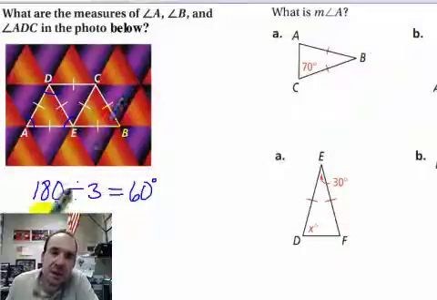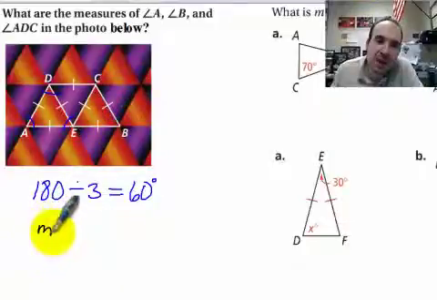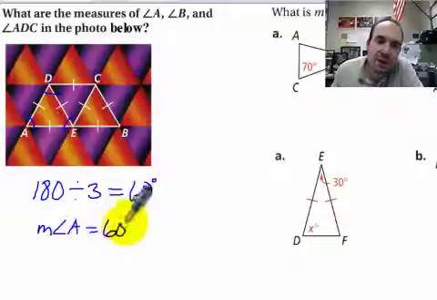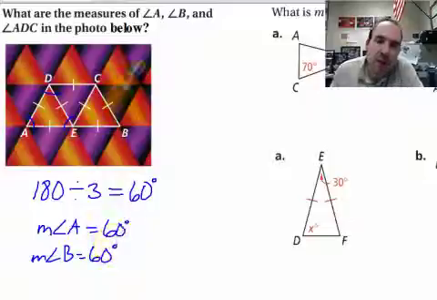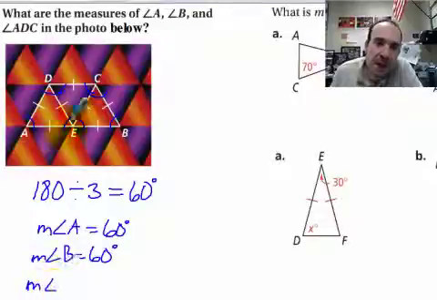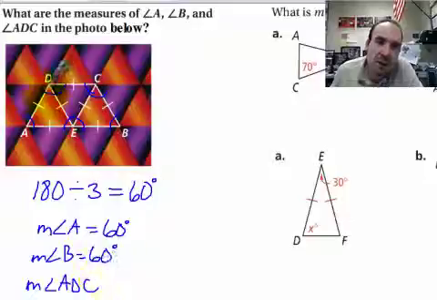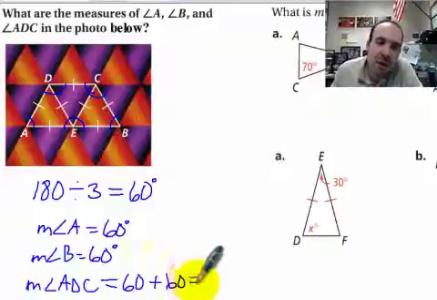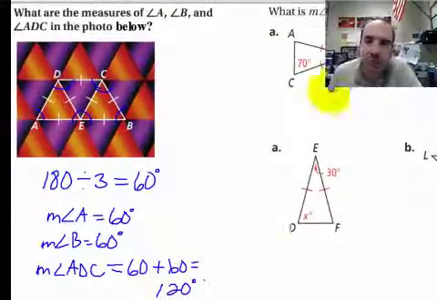And using the same reasoning, angle B is 60 degrees. So the measure of angle A is 60, and the measure of angle B is 60. And also, because this is equiangular, that means all these little angles here are 60. So if you want to know the measurement of angle ADC, you take 60 plus 60, and you get 120, okay?